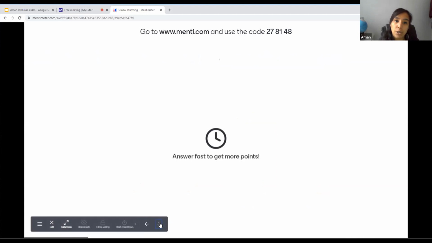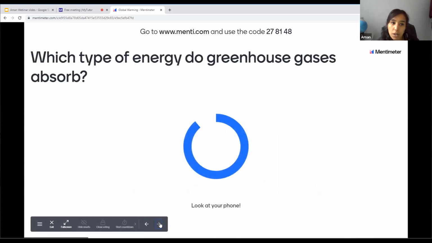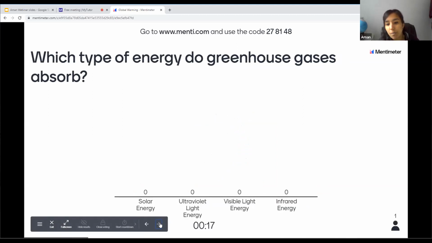Okay, so the next question should be coming up. Which type of energy do greenhouse gases absorb? This is a question directly about the greenhouse effect. If you remember the diagram that we drew, which type of energy do greenhouse gases absorb? Is it solar, ultraviolet light, visible light, or infrared?